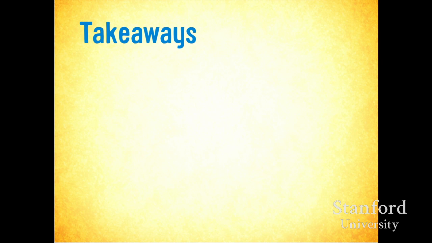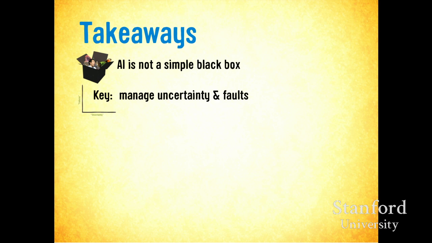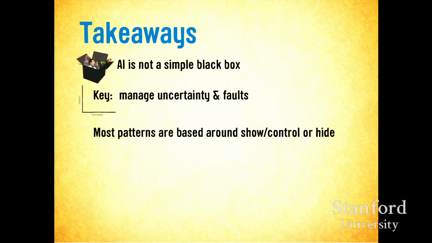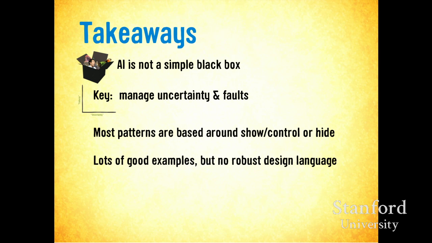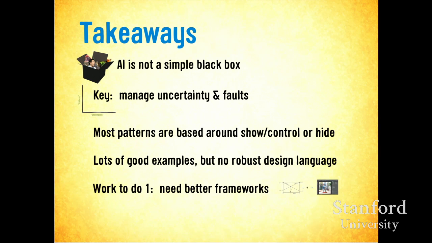So the takeaways, what I will leave you with, is AI is not a simple black box. Uncertainty and failure are the things that I would focus on when thinking about these. I think that most patterns roughly fit into this notion of showing and controlling versus hiding. And I think that's a useful way of thinking about this. Again, as I said, lots of good examples, but no robust design language where I would say this is what you should do over and over and over again.